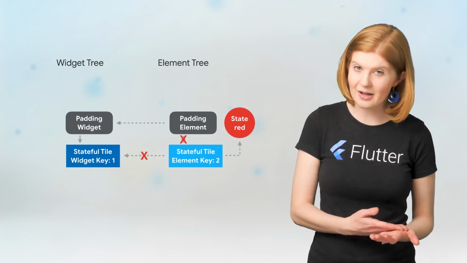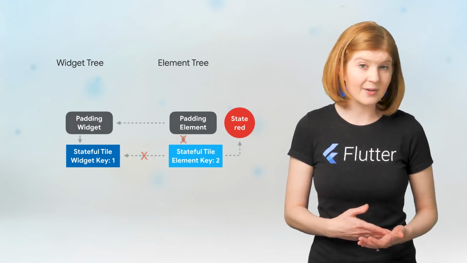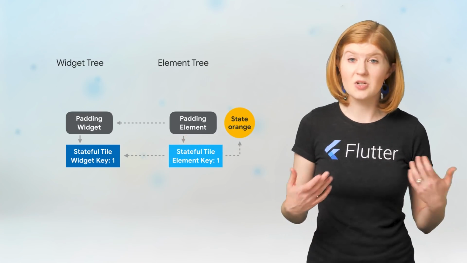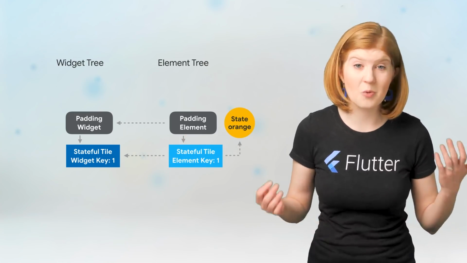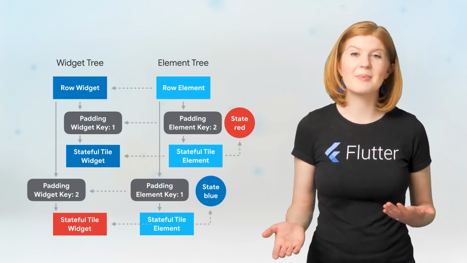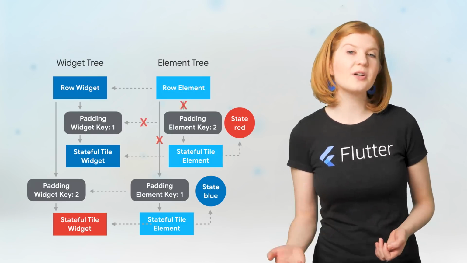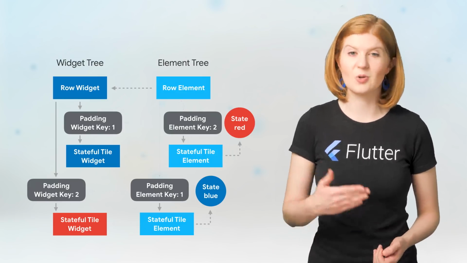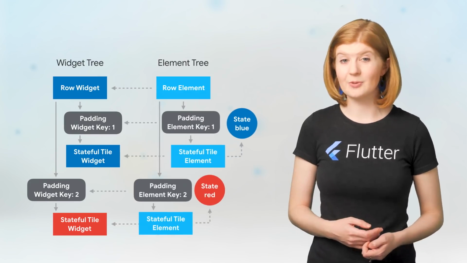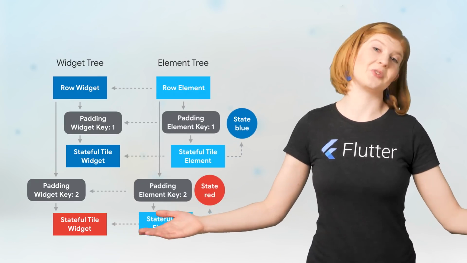The keys we're using in this example are local keys. That means that when matching up widgets to elements, Flutter only looks for a key that matches within a particular level in the tree. Since it can't find a tile element at that level with that key value, it creates a new one and initializes a new state, in this case, making the widget orange. The same problem happens for the other tile. If we add keys at the level of the padding widgets, Flutter notices the problem and updates the connections correctly, just like it did in our previous example. Order is restored in the universe.